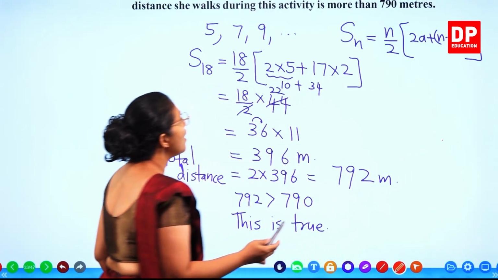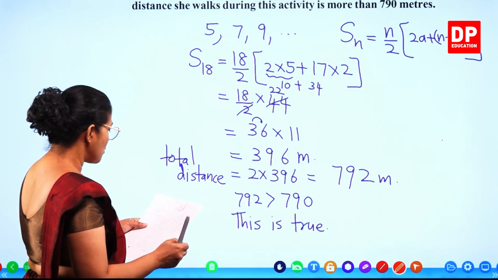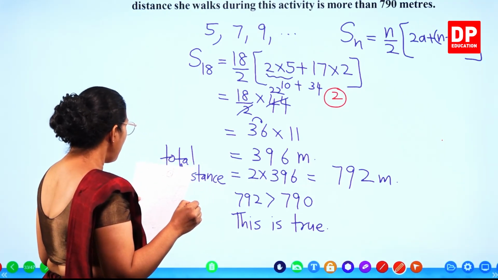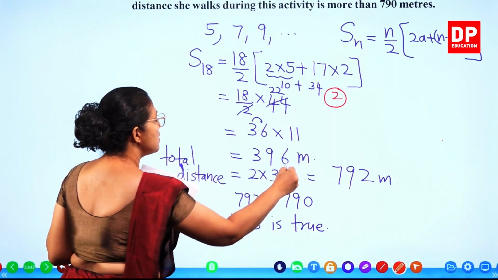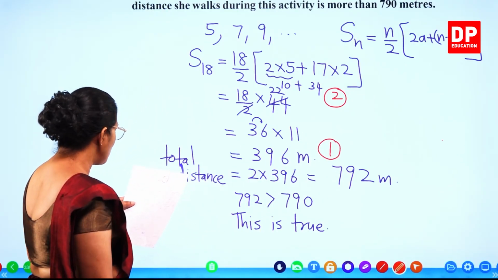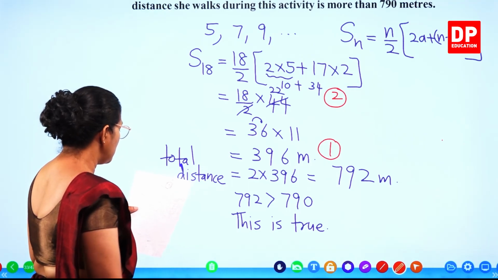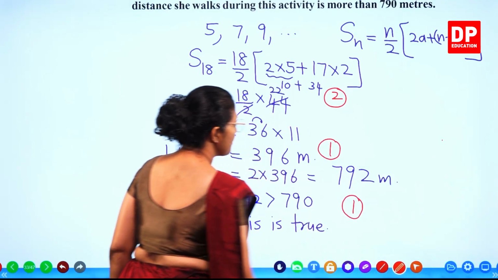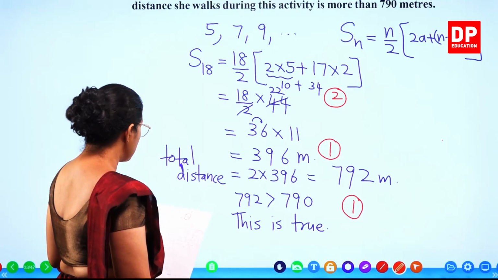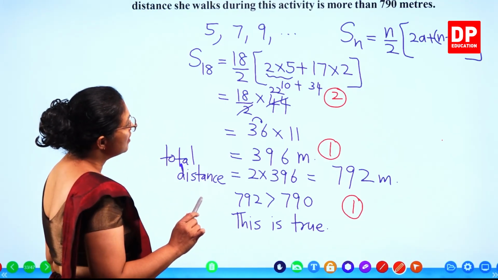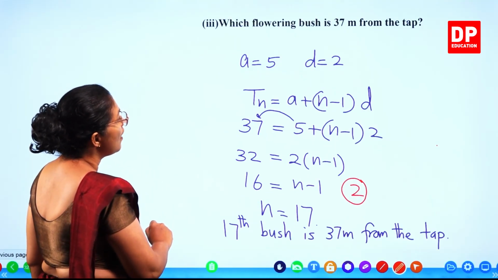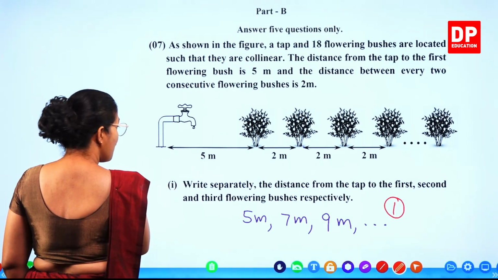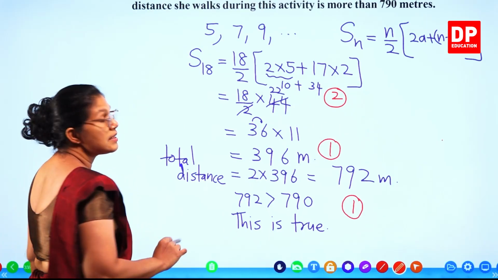So how many marks for that part? Here we can give 2 marks for using the sum, and 1 mark again to find out the answer by multiplying this by 2, and then 1 mark for the last part. So this is the last part. Let's see whether we gave 10 marks. 2, 3, 4, 5, 6, 7, 8, 9, and 1 mark for this. So we have given 10 marks for the whole question.